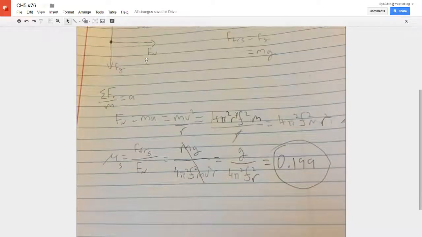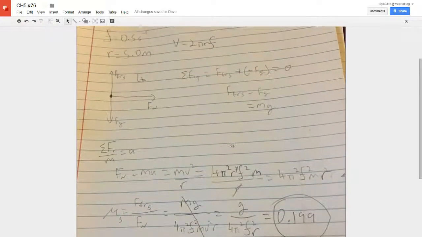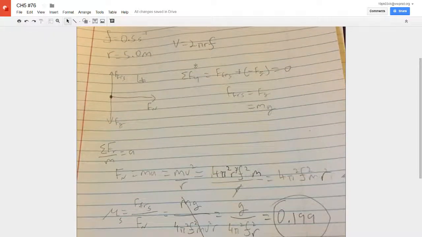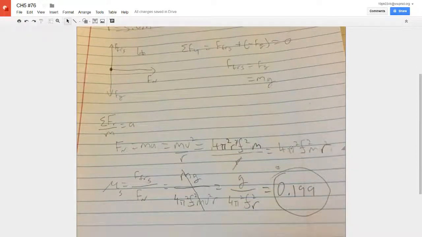And then I move on to my radial component, and I write Newton's second law. We have this sigma F here, but there's only one force. We know that's the normal force, so I say normal force is equal to ma, which is mv squared over r. And then right here, I plug this in for v squared, and a bunch of stuff gets canceled out, and in the end, we get our normal force as being 4 pi squared f squared m r.